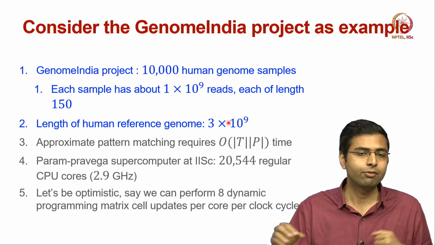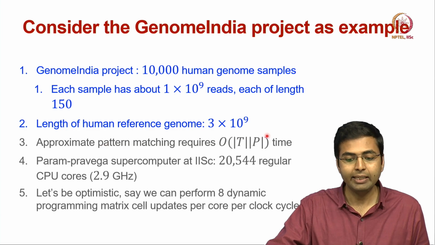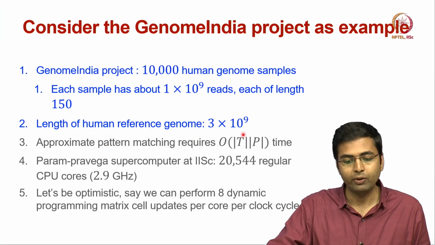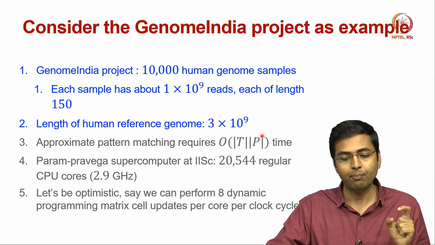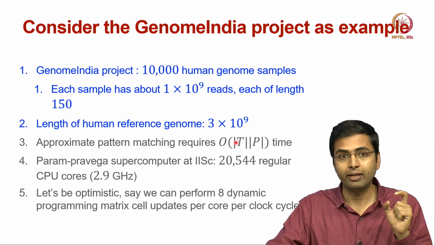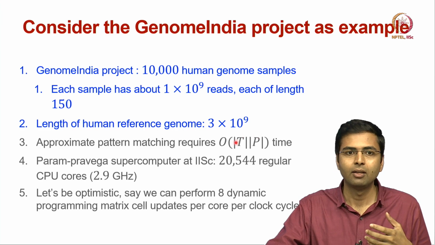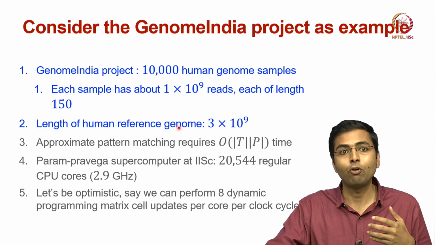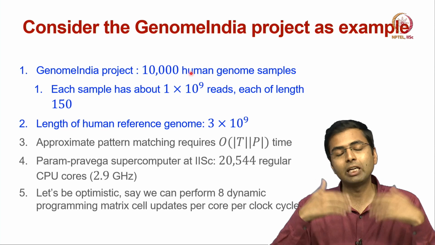Now, we know that from our previous dynamic programming algorithms, these algorithms will require quadratic runtime. So, the complexity of the algorithm for each read will depend on the read length multiplied by the reference genome length, and that is for each read. For these many reads and these many samples, accordingly we will have to multiply.